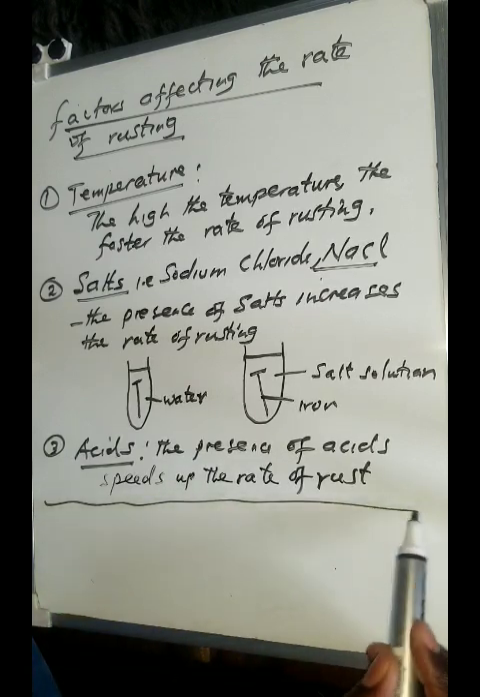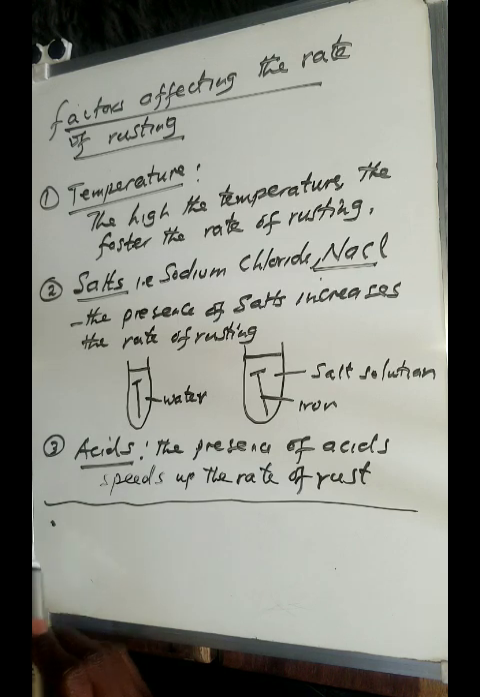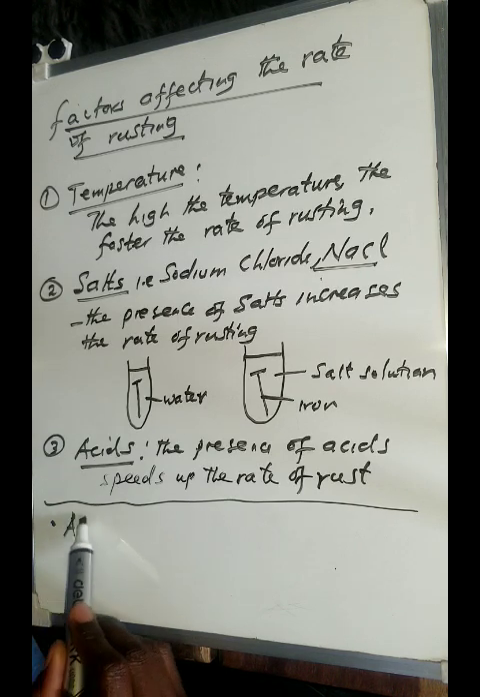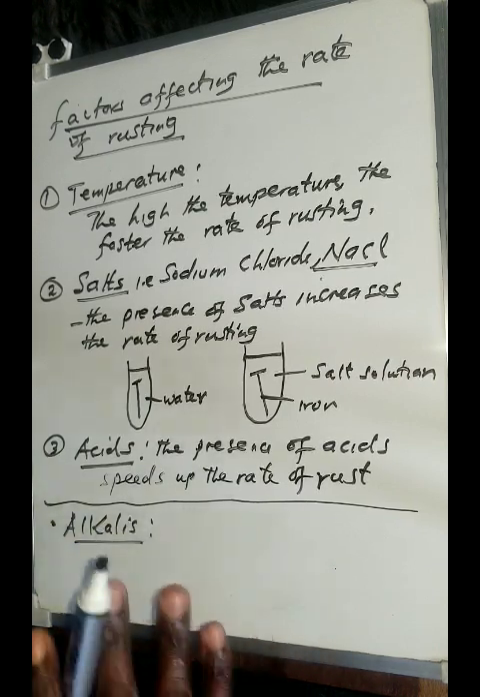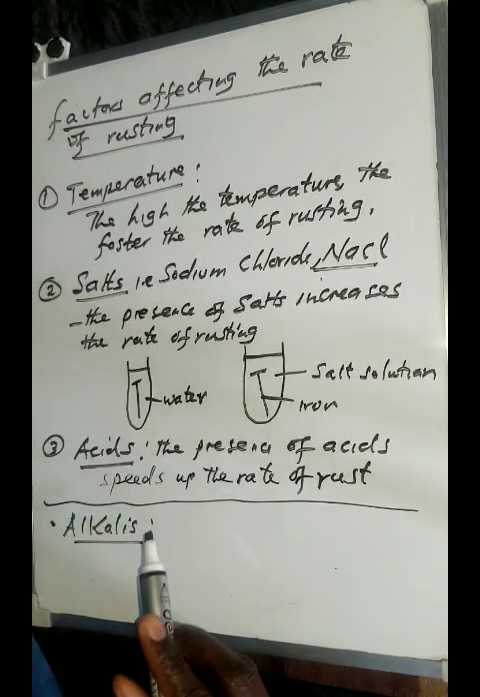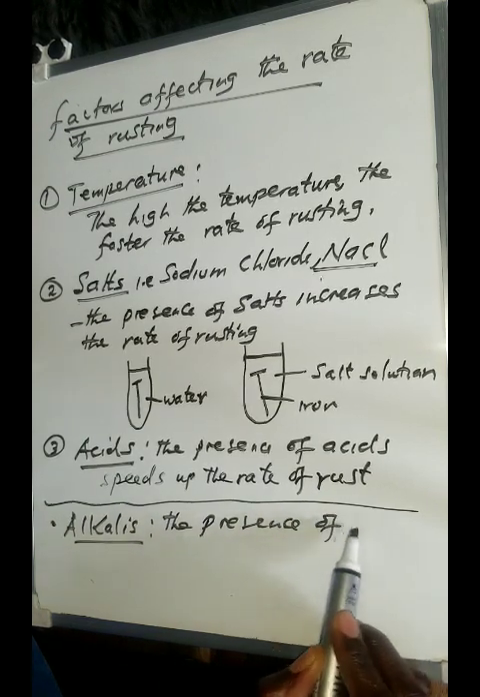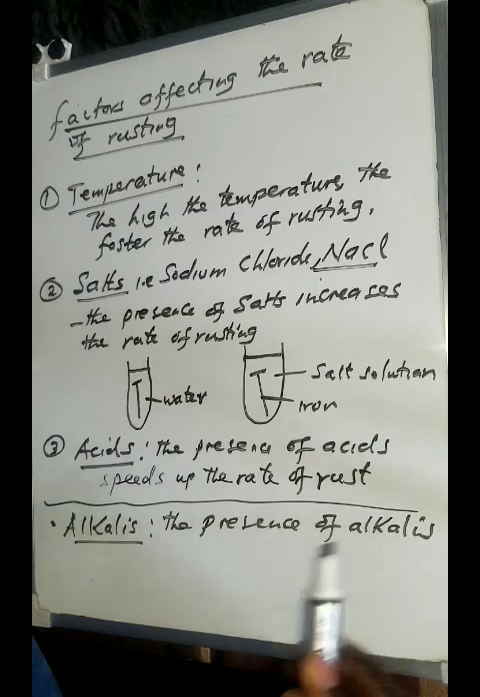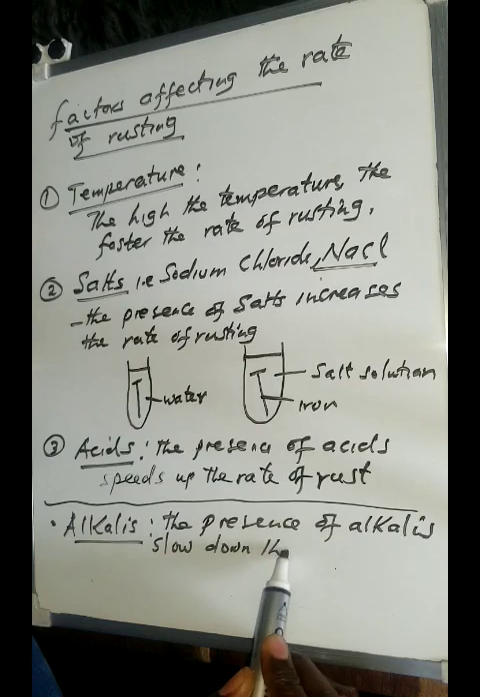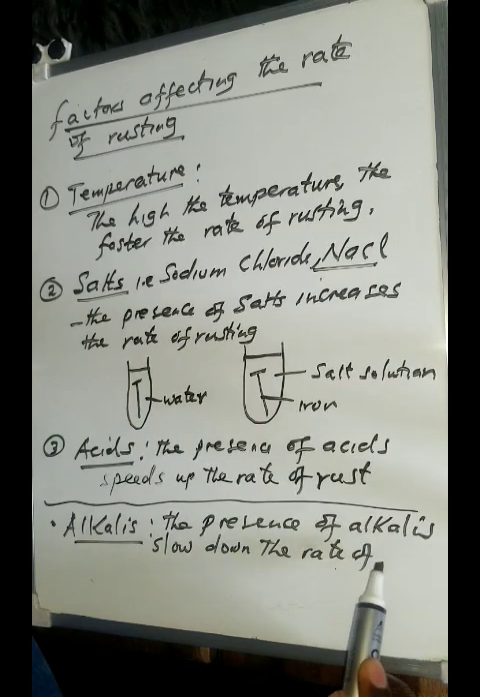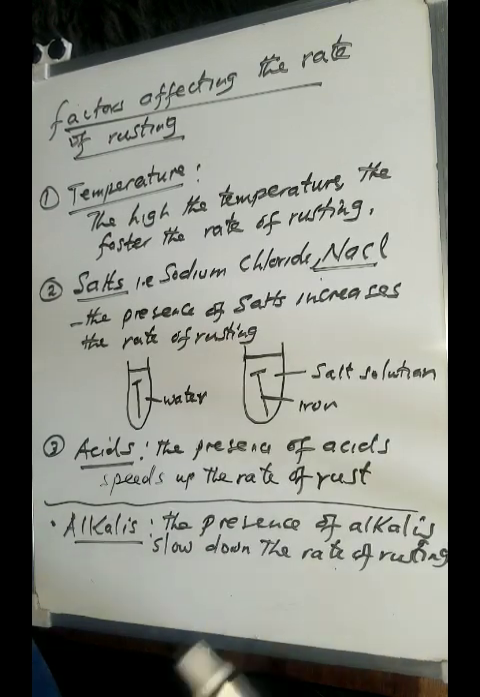Now, certain things that may actually slow down the rate of rusting are what we call alkalis. So when we talk about alkalis, bases that are soluble in water, you're going to find that they slow the rate of rusting. So I can simply say that the presence of alkalis slows down the rate of rusting. That is what you need to remember, that the presence of alkalis will always slow down the rate of rusting.